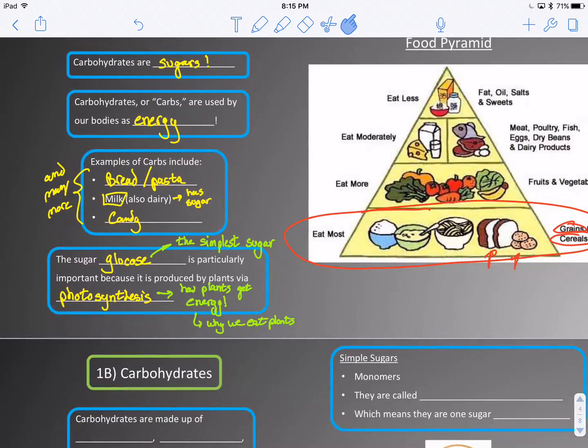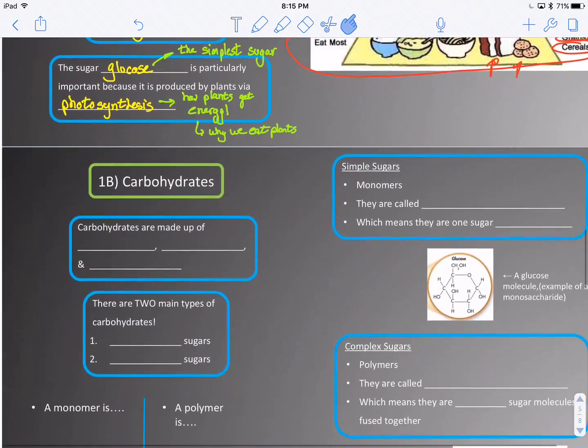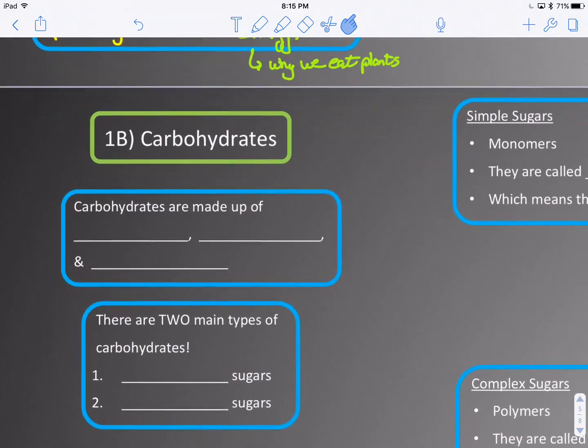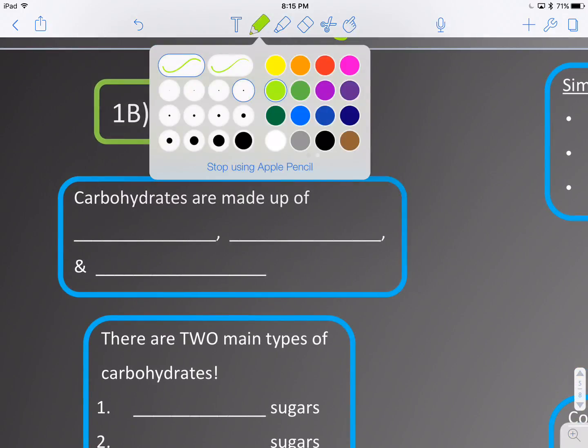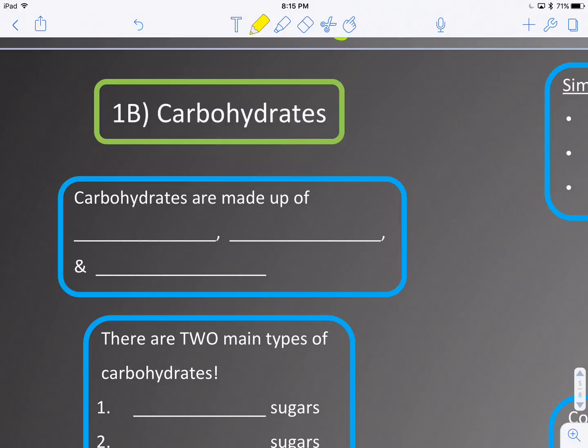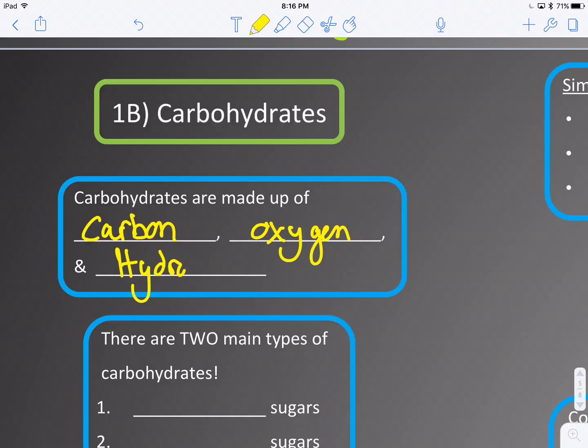Okay, cool. So, a little more about carbohydrates. The molecules that carbs are made up of is actually very similar to when we were just talking about carbon. They're made up of carbon, oxygen, and hydrogen. Now they can have other molecules attached, but at the very core, you need at least these three. Okay?